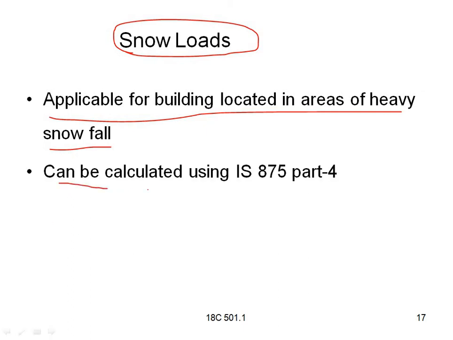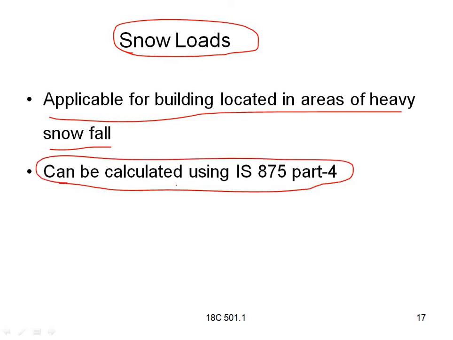And it can be calculated using IS 875 part 4. So you can observe one thing here: for each load, the code is changing, that is nothing but part 1, part 2, part 3, part 4. So from this only we can calculate, or we can take the constant value.